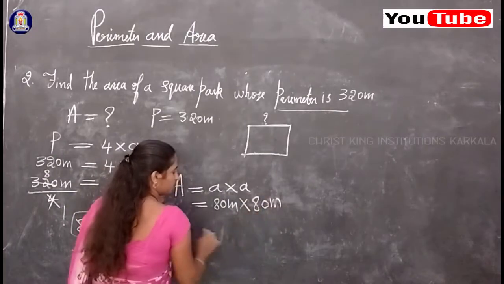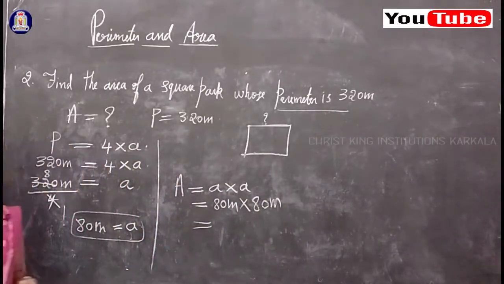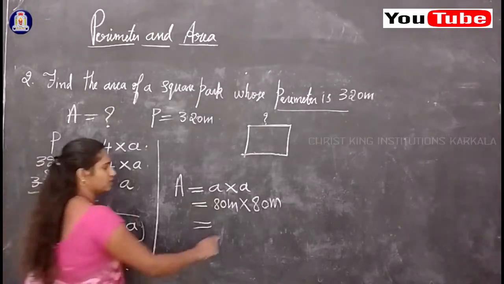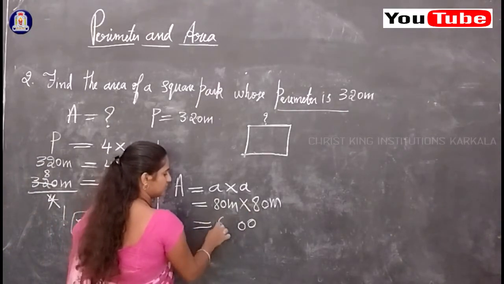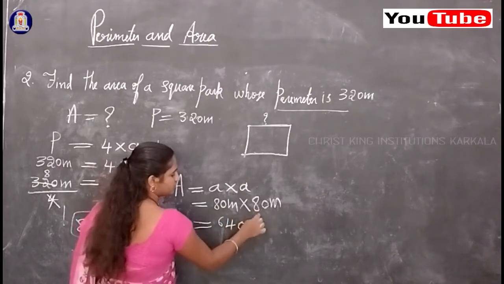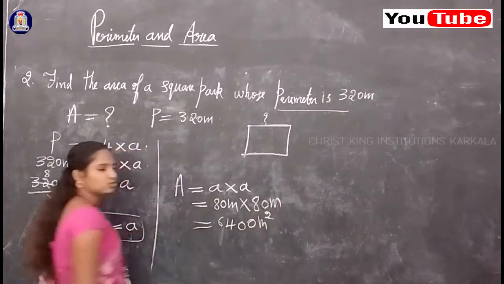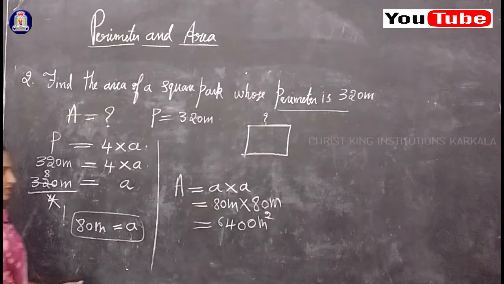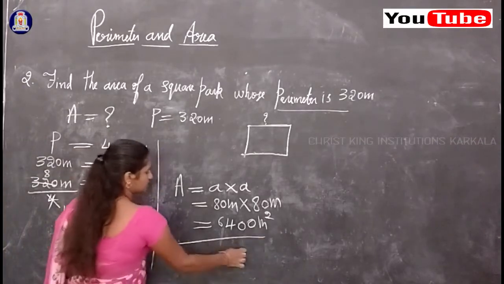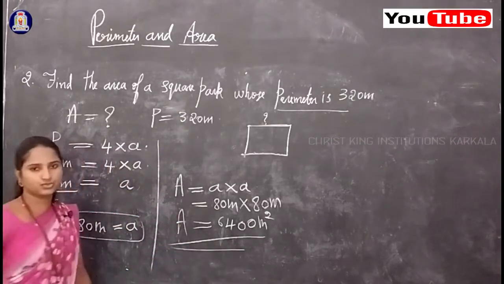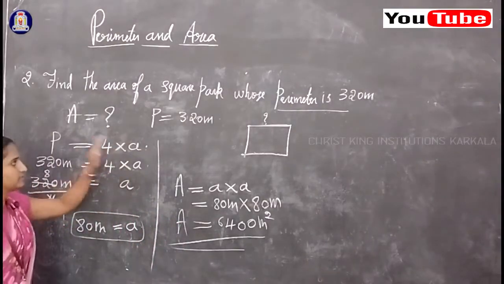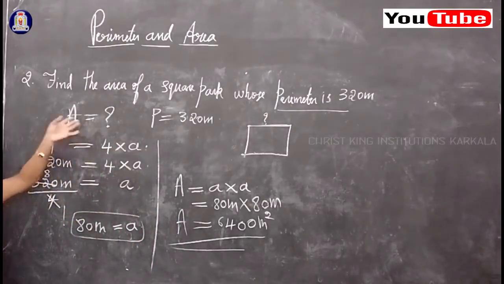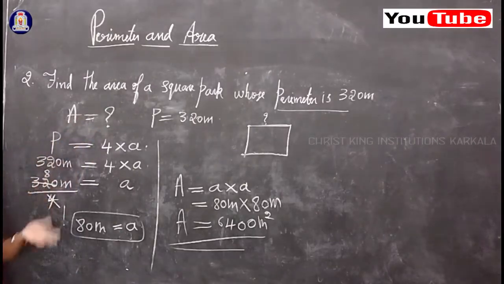So now if you multiply 80 into 80, how many zeros are there? Here 1 zero, total 2 zeros. 8 8s are 64. So meter into meter, meter square. Multiply meter into meter, meter square. So this is what? Area of a square. If perimeter is given, we can find the area. If area is given, then we can find the perimeter. Clear?